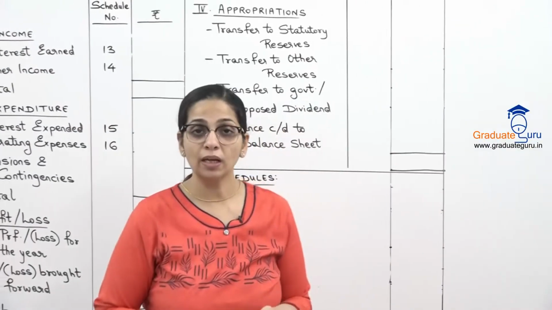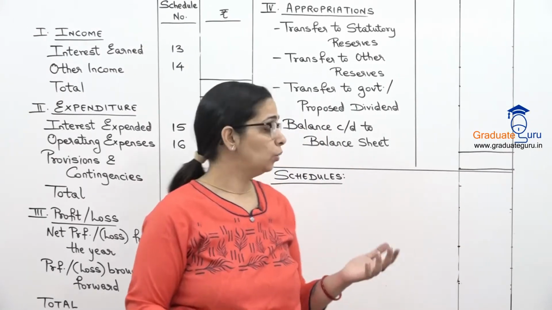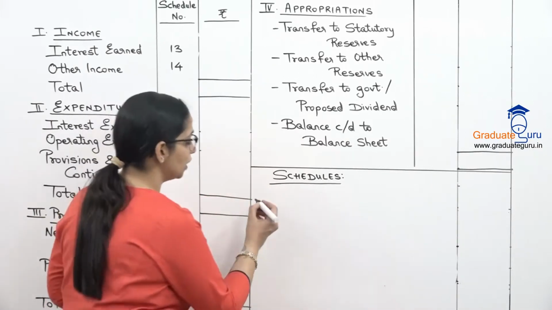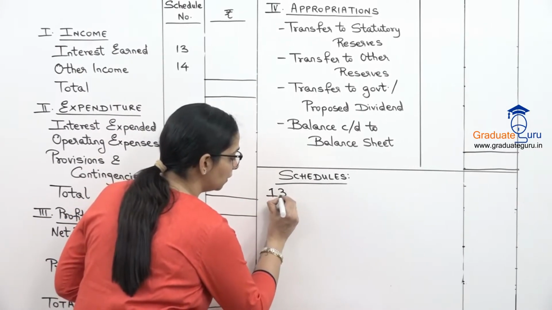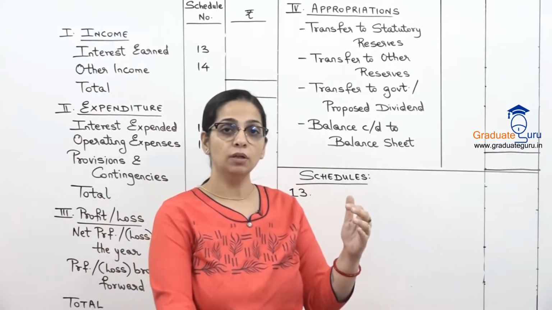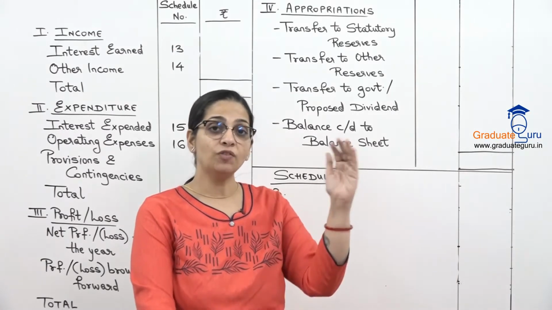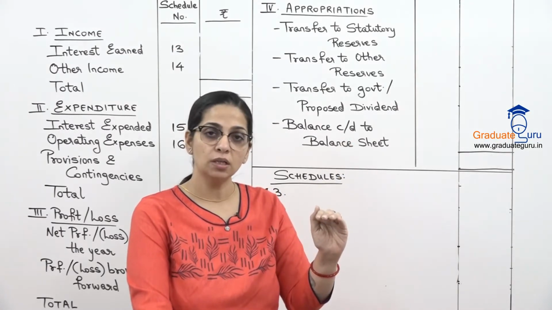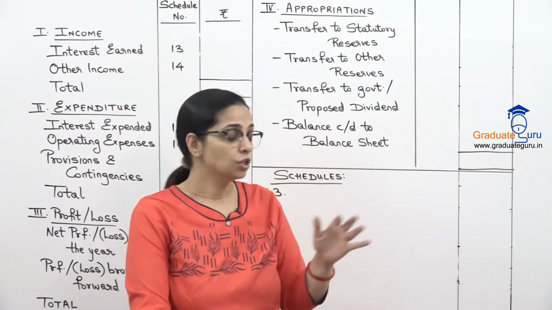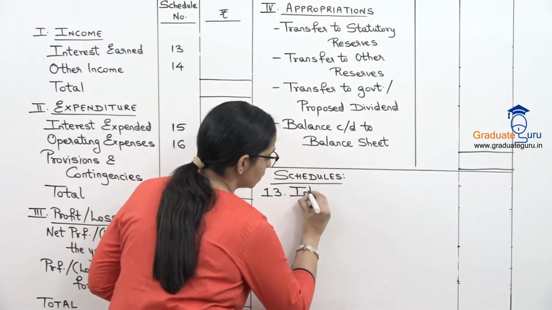So now let's quickly go through the schedules. Just like we saw the balance sheet schedules, we'll see the schedules for the P&L account, and the first one is schedule number 13. It's continued. If you remember last session, the last schedule that we did was schedule number 12. That finishes my liability schedules, and the profit and loss account schedules are continued after that. So schedule number 13 is for interest earned.